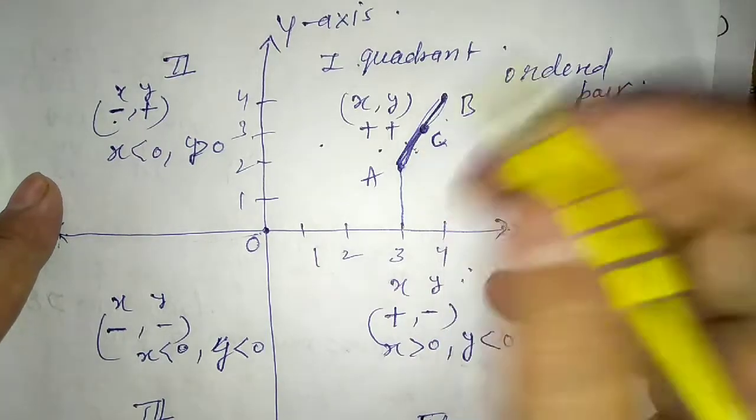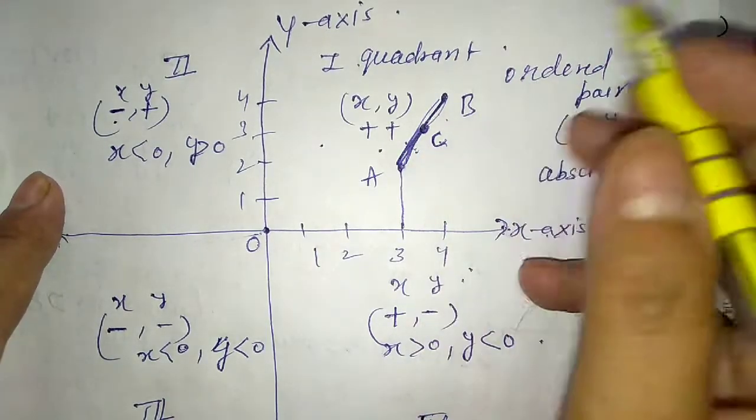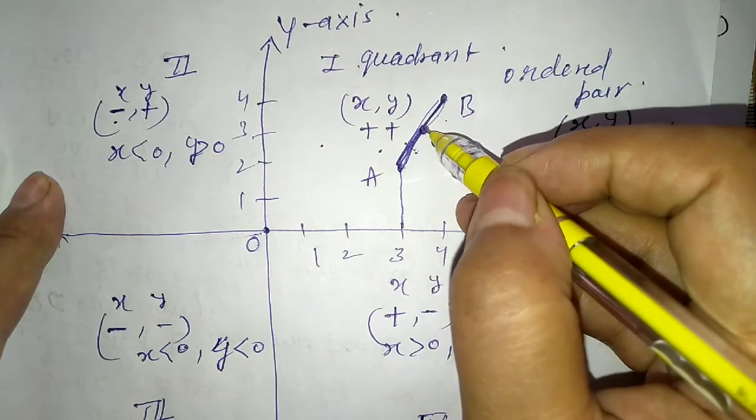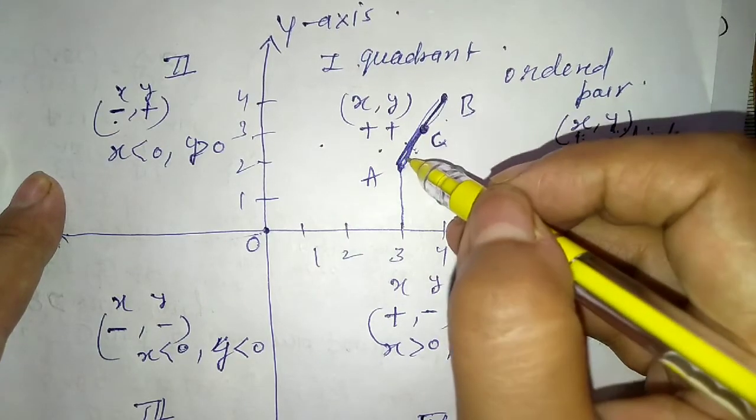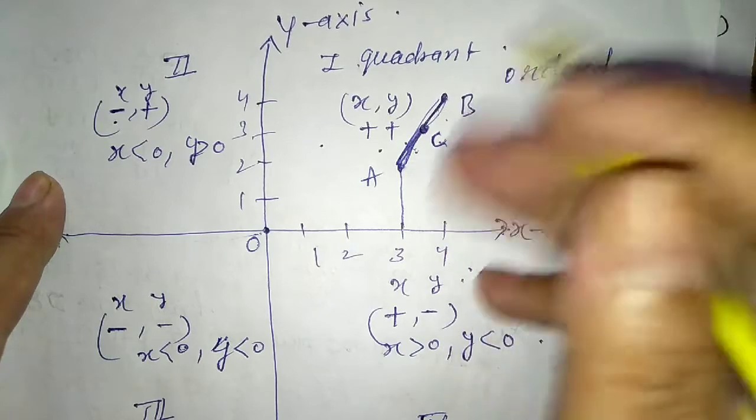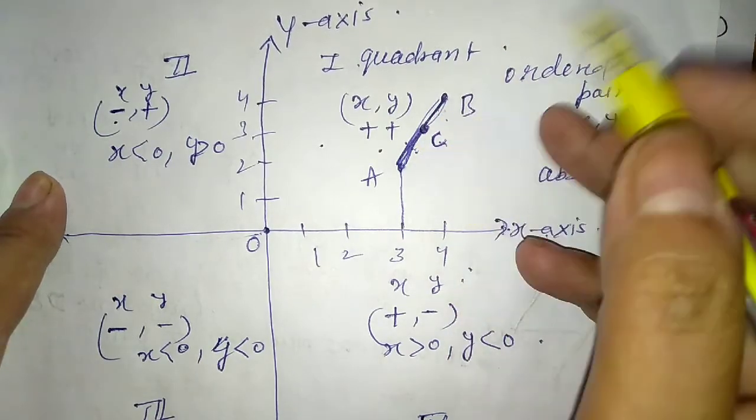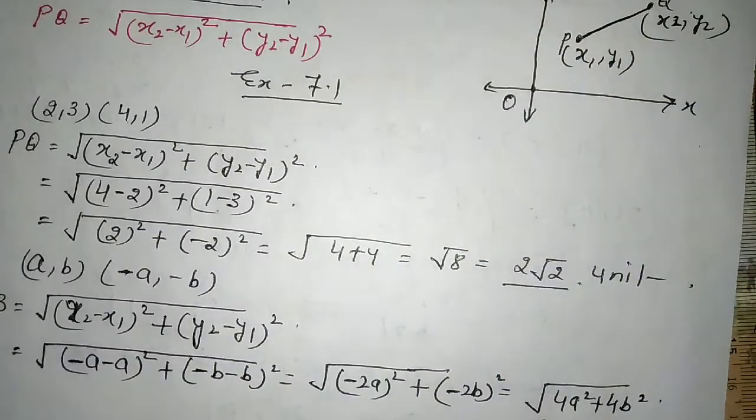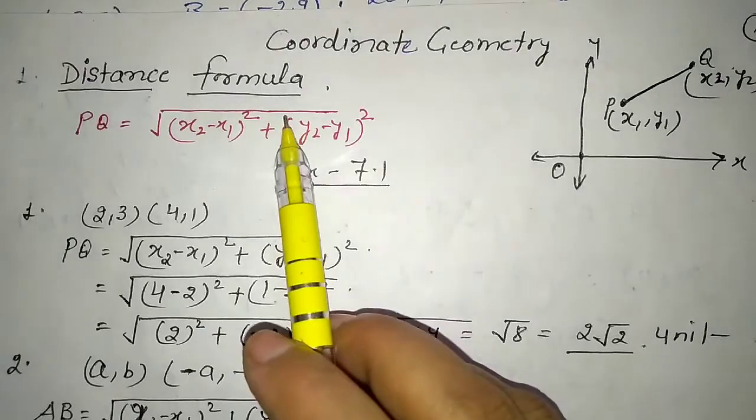So in this chapter we are going to study what is the distance between the 2 points, and if any point internally divides the line segment into 2 parts or 3 or more parts, then in which ratio it will divide. Okay, so we have here the distance formula.